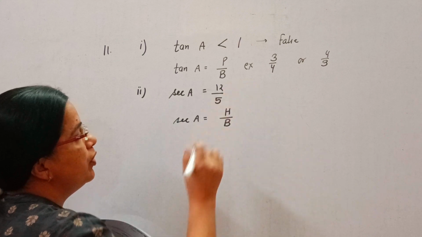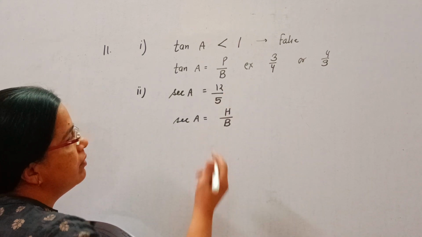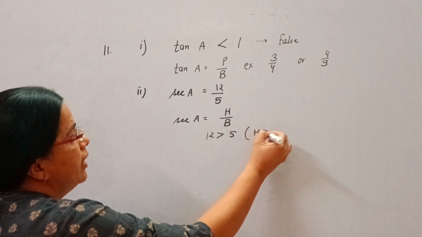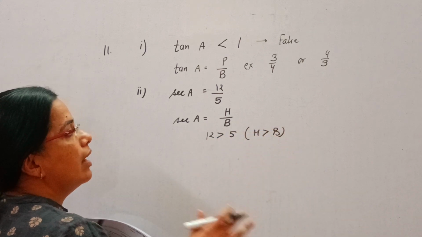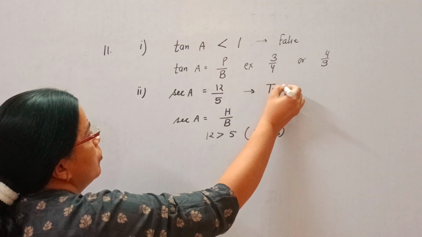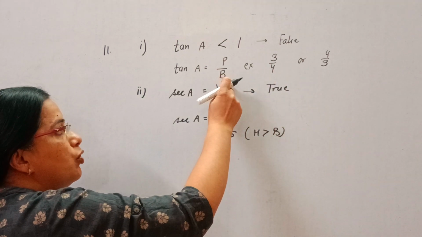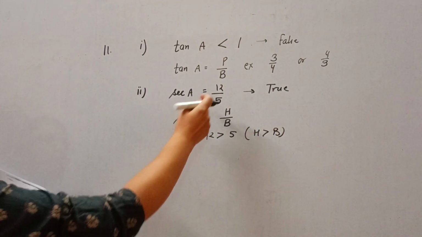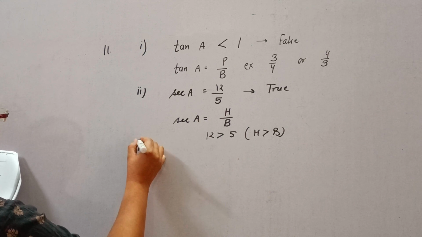So here hypotenuse is 12 and base is 5. That is, 12 is greater than 5. H is greater than b. So this can be possible. So this statement is true. Because in the numerator it is always h and h is hypotenuse. That should be greater than base.